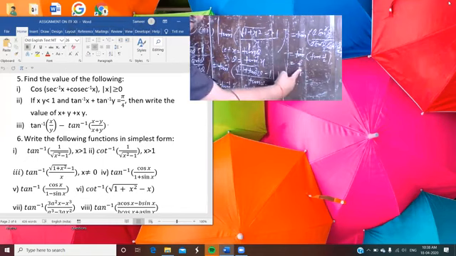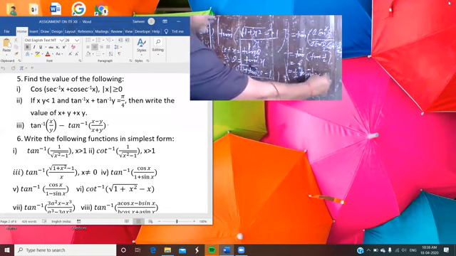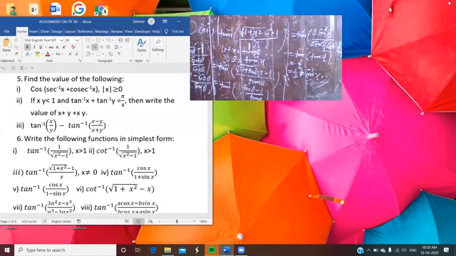Now putting the value of theta, where theta is equal to tan inverse x, you can write 1 by 2 tan inverse x. So 1 by 2 tan inverse x is your final solution.